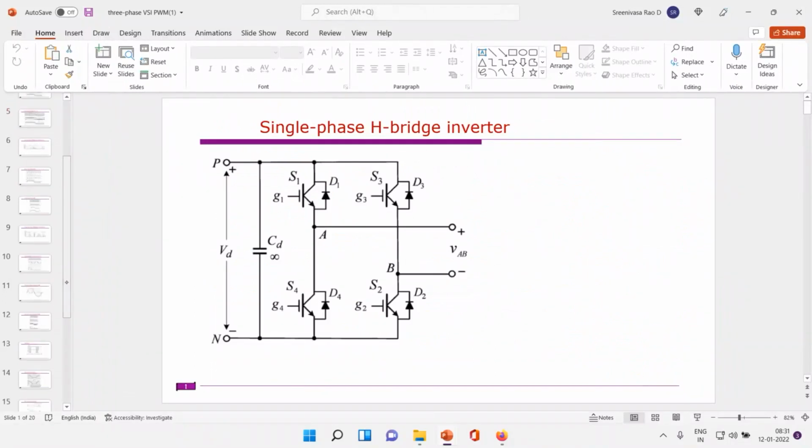When changing the width of the pulse, the harmonics are still present. In that case, we have to use single pulse width modulation or multi-pulse width modulation. In both cases, the width of the pulse is the same. Therefore, the harmonic cancellation is very little. That's why we'll go for the sine PWM technique.